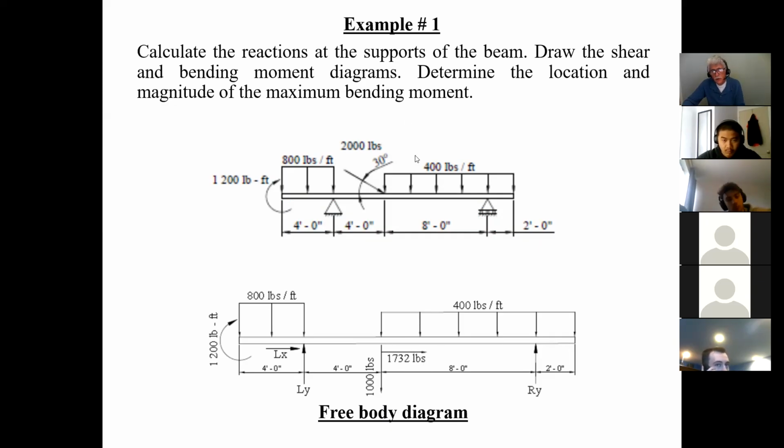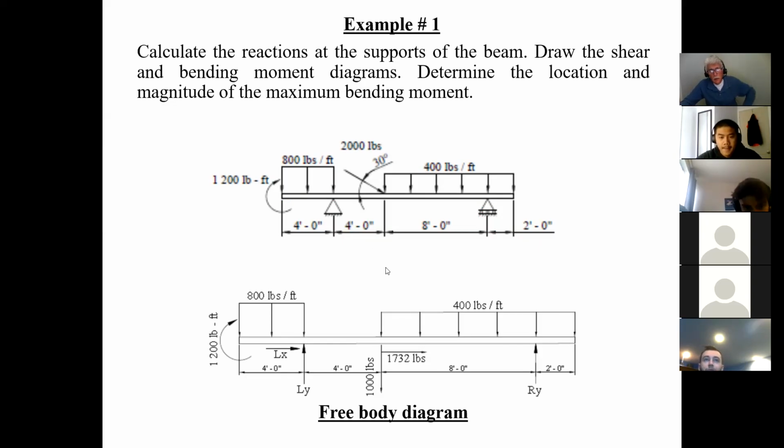And of course, that you do by trig, so 30 degrees here, and you do that by trig. And here is where my free body diagram, I say I have an Lx, an Ly, and an Ry. So I have 1, 2, 3 unknowns. This comes down to 1,000 pounds acting downwards, and this is 1,732 pounds acting horizontally, okay?